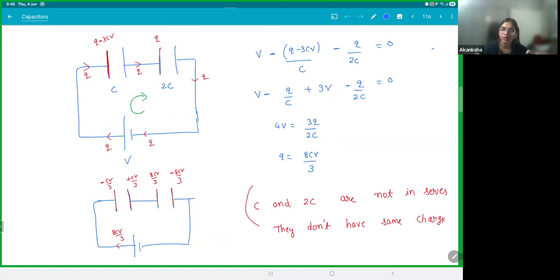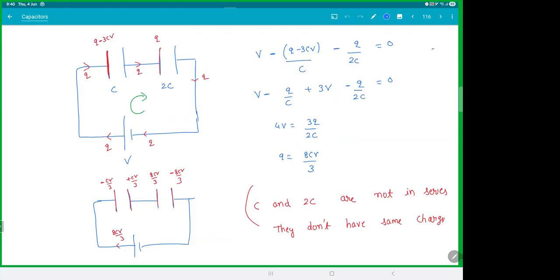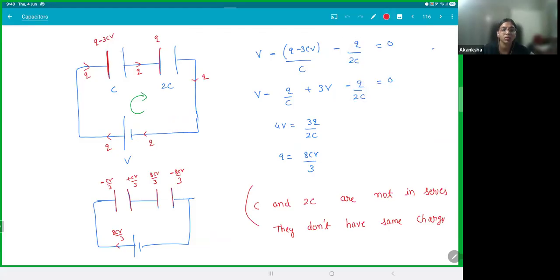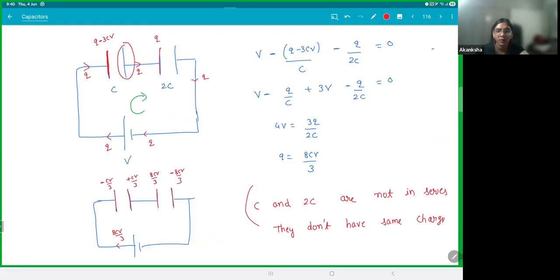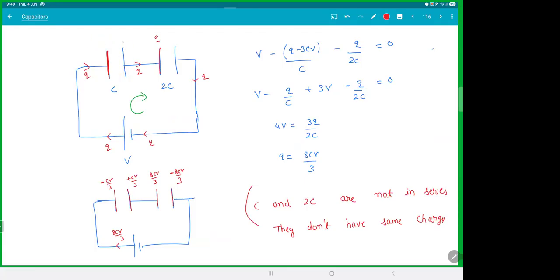So why can't we take the other plate for writing the equation? Meaning, which plate you want to take? Yes, you can take it. See, the thing is, first decide which is your positive plate. You are saying you want to take this as a positive plate? Okay, no problem. So if you take that as the positive plate, how much charge will it have?